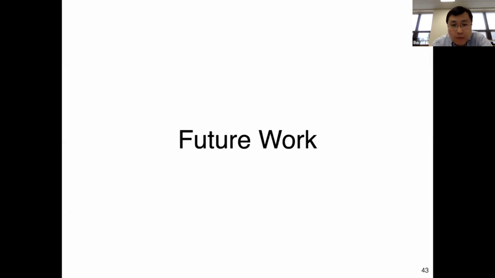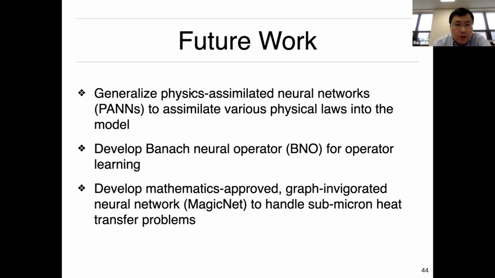Now let's take a look at my future work plan. I will generalize the physics-assimilated neural network to assimilate various physical laws into the model. Furthermore, I will develop a Banach neural operator for operator learning. I will develop a mathematics-inspired graph-invigorated neural network, MagicNet, to handle submicron heat transfer problems.